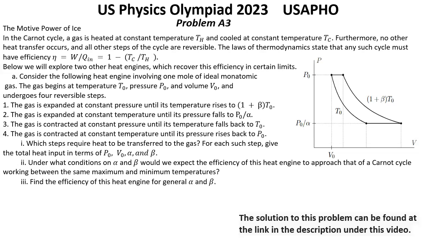First question. Which steps require heat to be transferred to the gas? For each such step, give the total heat input in terms of P0, V0, alpha and beta. Second question. Under what conditions on alpha and beta would we expect the efficiency of this heat engine to approach that of a Carnot cycle, working between the same maximum and minimum temperatures? Third question. Find the efficiency of this heat engine for general alpha and beta.